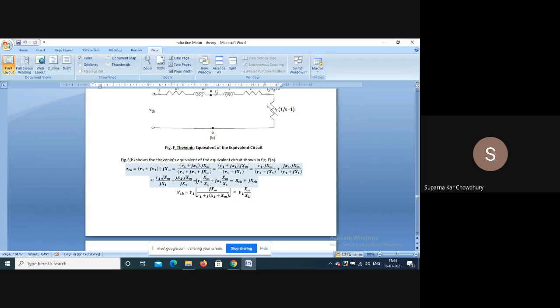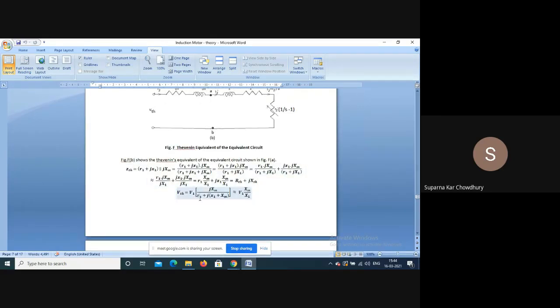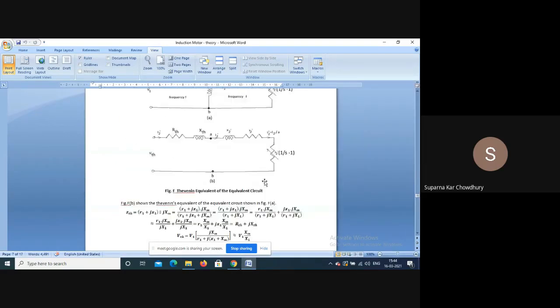Now, this is R Thevenin and this is X Thevenin. This is equal to R Thevenin plus jX Thevenin. Similarly, V Thevenin, as I have told, is V1 divided by the total impedance into jXM. Again, in this expression, if we neglect R1, this is equal to V1 into XM by X1. So then we get the Thevenin equivalent circuit.